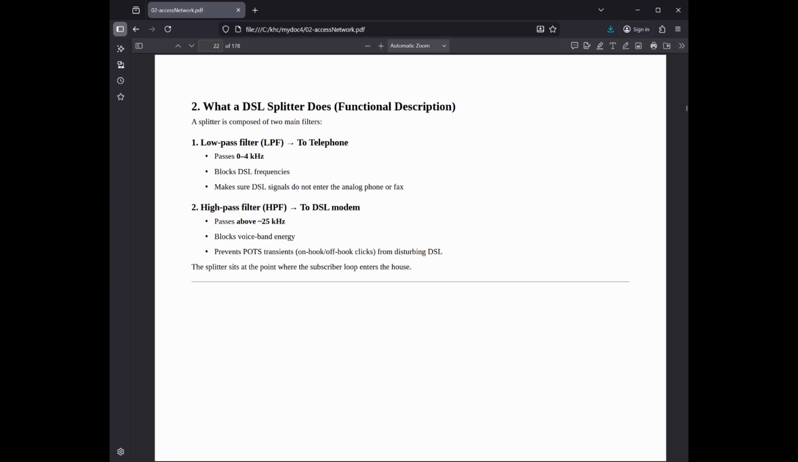This prevents you from hearing hissing or digital noise during a call. High-pass filter: often built into the modem port, this ensures that low-frequency telephone noise does not interfere with the high-speed data transmission, maintaining internet stability.